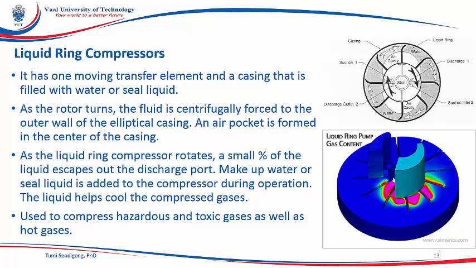As the liquid drain compressor rotates, a small percentage of the liquid escapes out of the discharge port. The makeup liquid seal is added to the compressor during compression. This liquid helps to cool the compressed gases. This compressor type is usually used where hazardous or toxic gases are handled.